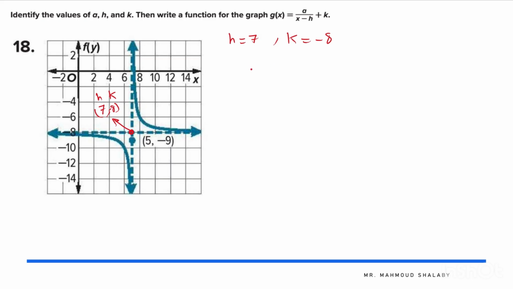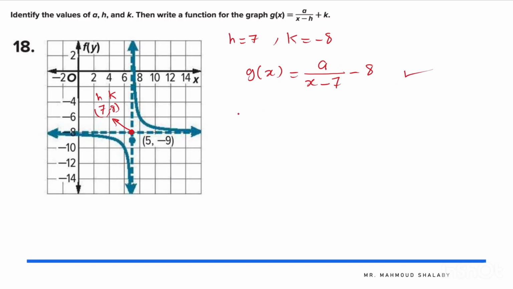Okay, now I will go back to the function and substitute by h and k. So g of x equals, I still don't know the value of a, x minus h is 7, plus k, it means plus -8, which means -8. So I put the value of k directly without a change, but look, h is 7, so here it's a -7, k is -8, I do not change. Then this is the first step done.